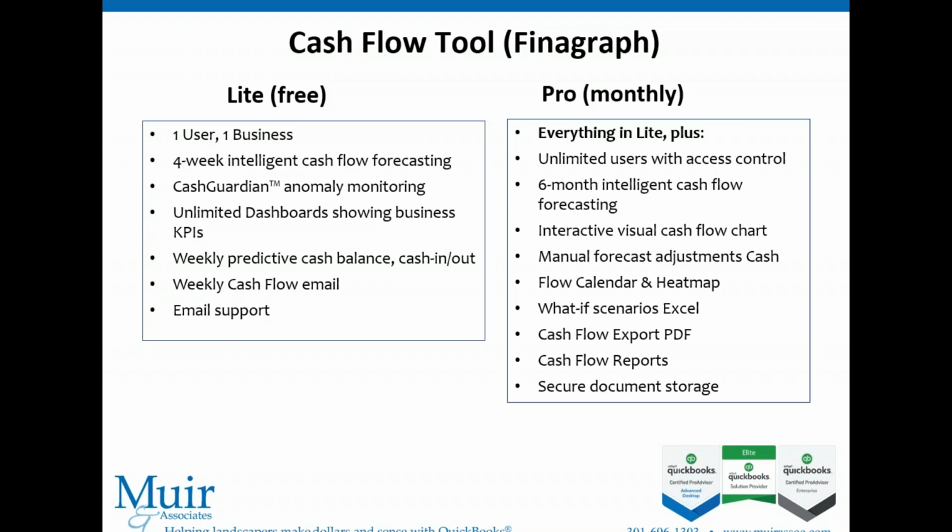Where you start to pay, you get a lot more, I would hope, right? So first off, there is no limit to number of users. That's unusual. I usually see limits, depending on the number of users, you pay more, right? But they'll actually go out 6 months instead of 4 weeks. And then you can have an interactive chart. We just saw a chart, I think from the free version. But you can get into what-if scenarios and see how things look. And you can go into forecasting.